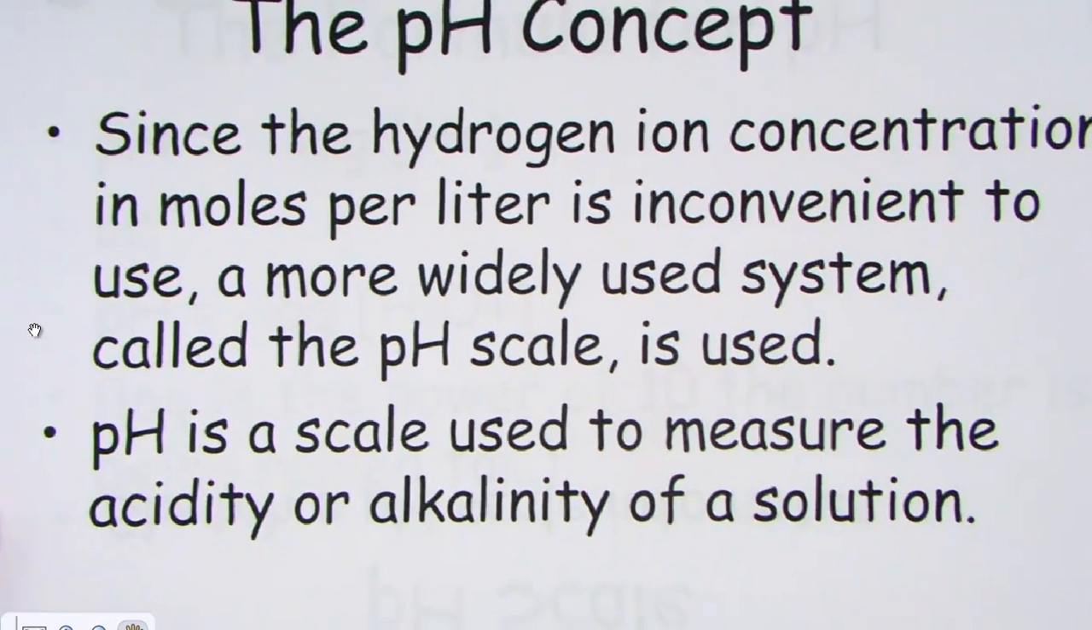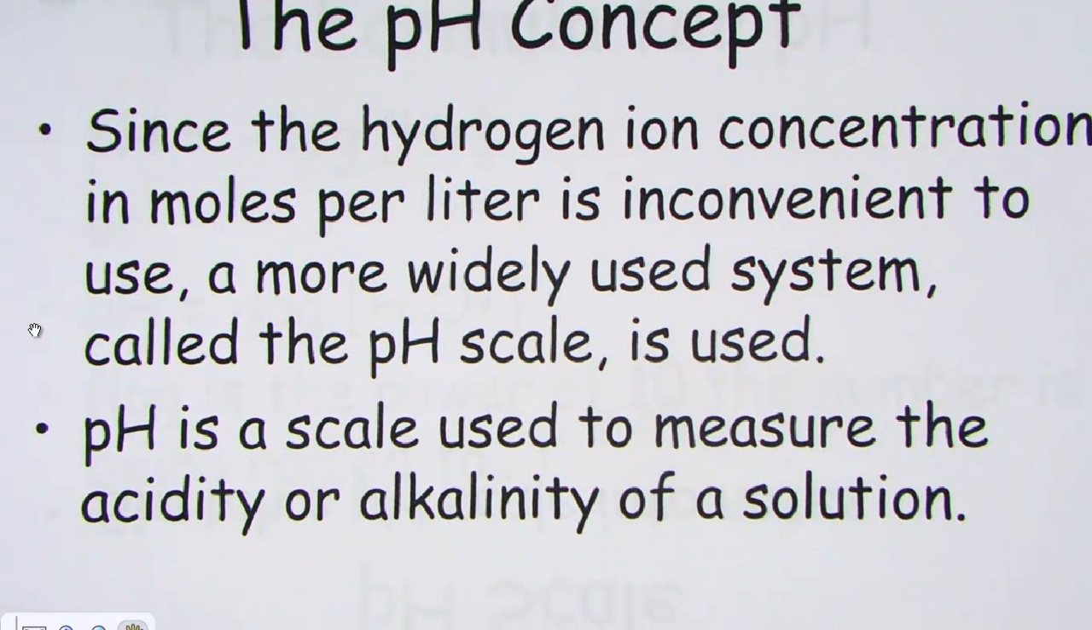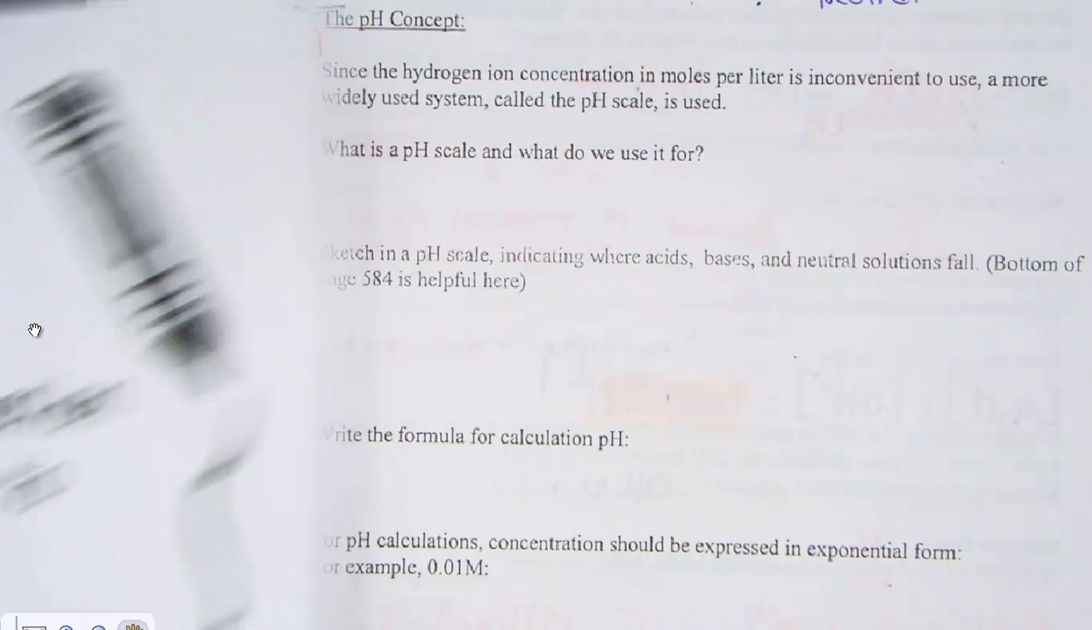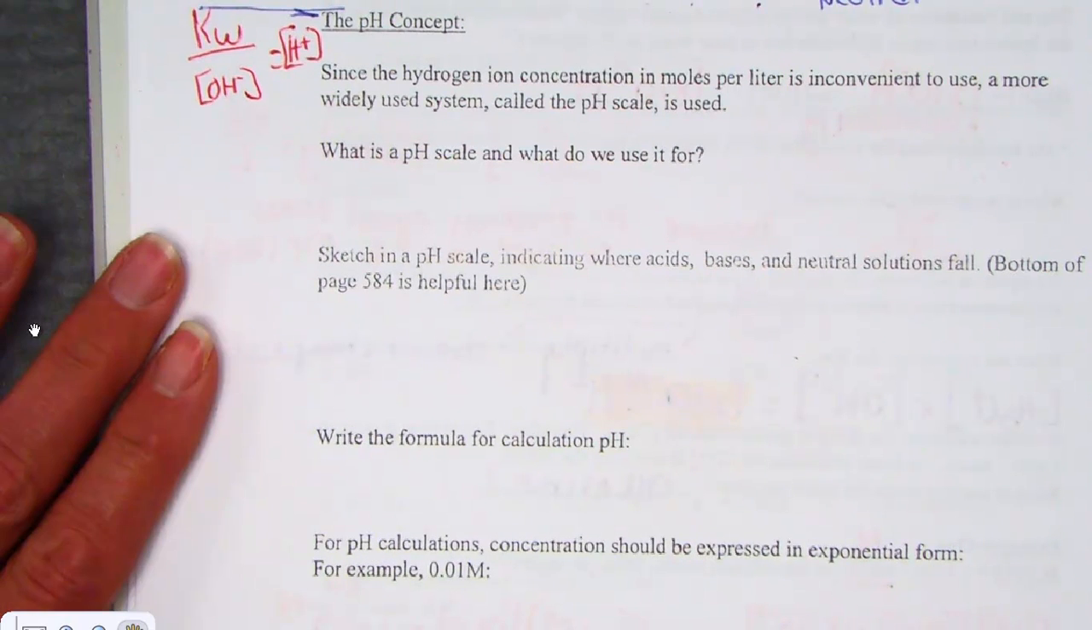It says since the hydrogen ion concentration in moles per liter is inconvenient to use, a more widely used system called the pH scale is used. The pH scale is just a numbering system used to measure the acidity or alkalinity of a solution. It's a numbering system that allows us to determine how acidic or how basic a solution is.